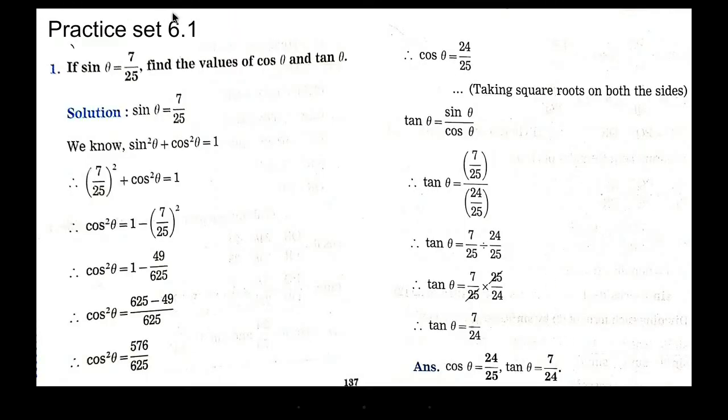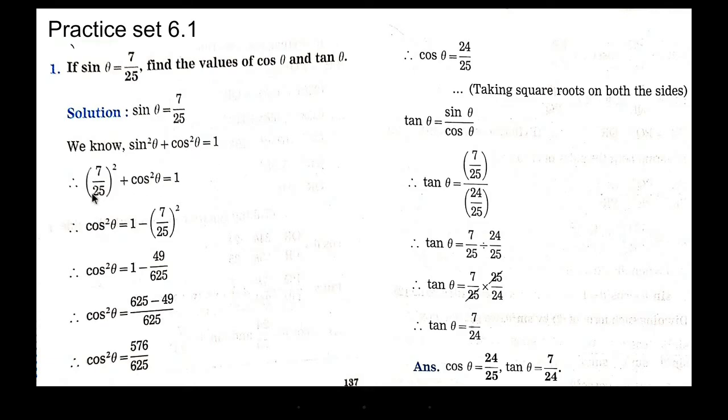We now begin with the practice set 6.1. The first sum: if sin theta is equal to 7 upon 25, find the values of cos theta and tan theta. So it is given that sin theta is 7 upon 25. We have to find cos theta. We know the relation between sine and cos, we have the identity sine square theta plus cos square theta is equal to 1. We substitute the value of sine theta, that is 7 upon 25. So sine square theta will be (7 upon 25) square plus cos square theta is equal to 1.